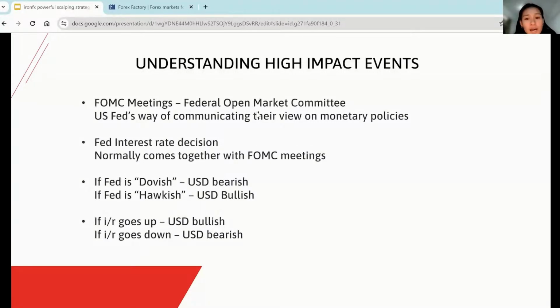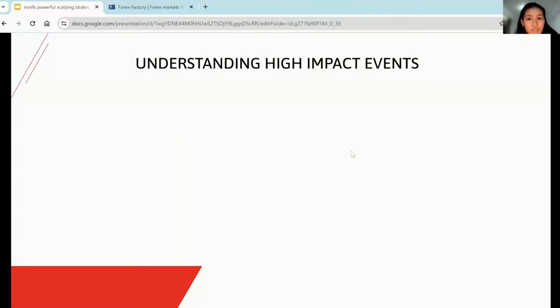A couple of high impact events that are important for us to understand would be our FOMC meetings. FOMC stands for the Federal Open Market Committee, and it's the US Fed's way of communicating their view on monetary policies. The Fed interest rate decision only comes together with these meetings. If the Fed is dovish, the USD is bearish. If the Fed is hawkish, USD is bullish. If interest rate goes up, USD is bullish, and if interest rate goes down, the USD is bearish.